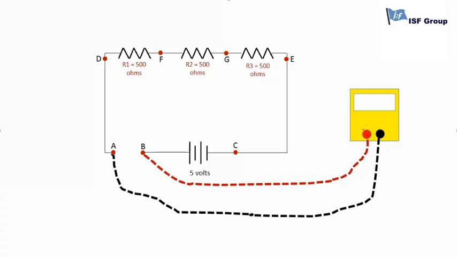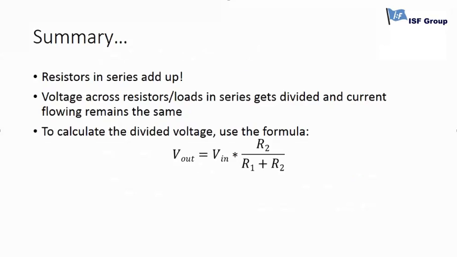To measure the current, you can simply break the circuit, connect your leads and measure the current. To summarize, resistors in series add up, voltage across resistors or loads in series gets divided and the current flowing remains the same. To calculate the divided voltage, you can use this simple formula.